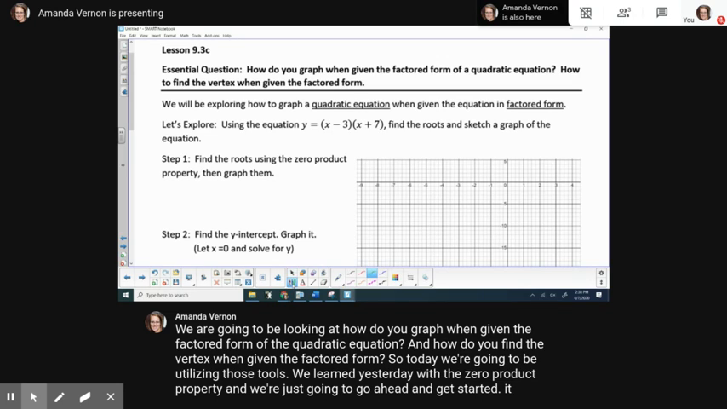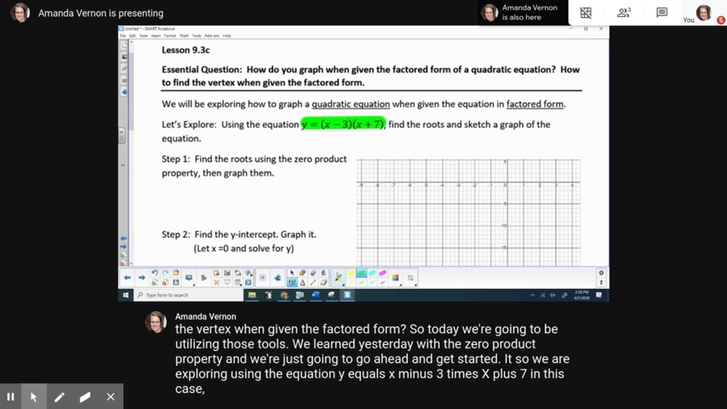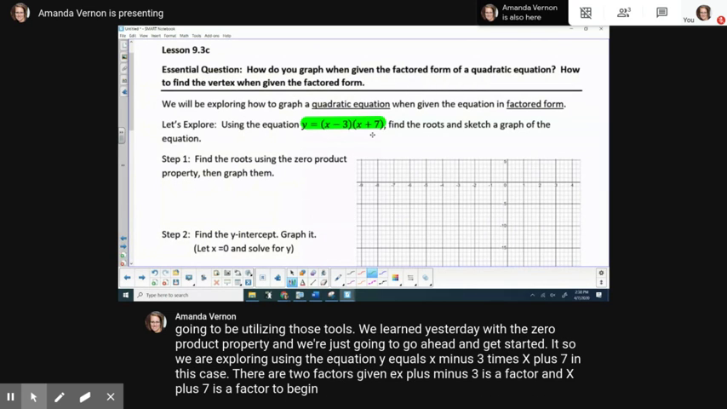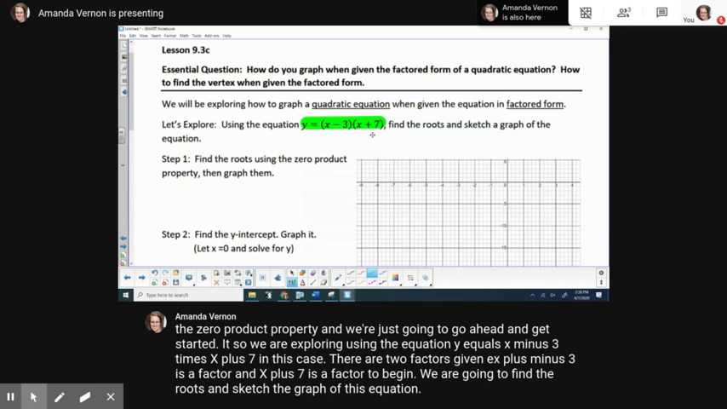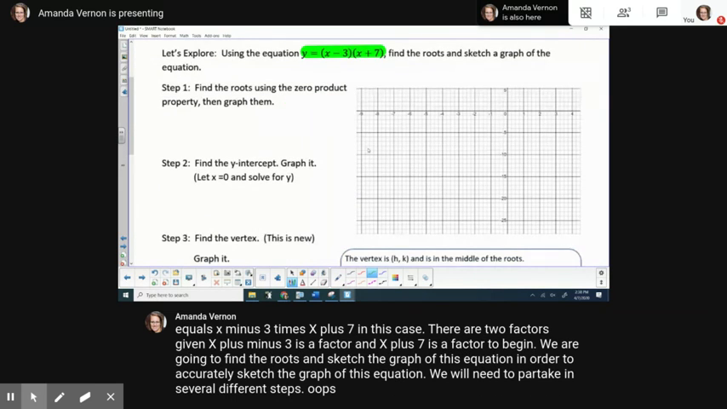So we are exploring using the equation y equals x minus 3 times x plus 7. In this case, there are two factors given. x minus 3 is a factor and x plus 7 is a factor. To begin, we are going to find the roots and sketch the graph of this equation. In order to accurately sketch the graph, we will need several different steps. The first step is going to be to find the roots of our given equation.